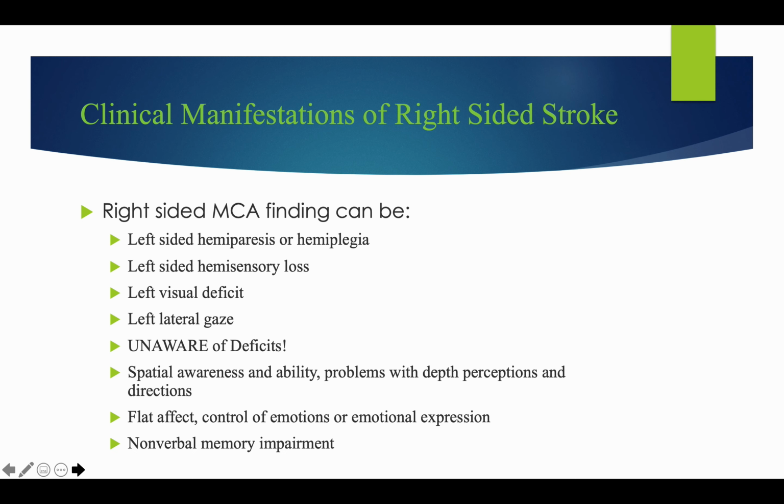Clinical manifestations of right-sided stroke patients, a right-sided MCA finding: they commonly have left-sided hemiparesis or hemiplegia. Again, either just numbness, tingling, weakness, or they can be completely flaccid. They have a left-sided hemisensory loss. They could have a left visual deficit or left lateral gaze. And right-sided hemisphere stroke patients are unaware of their deficits. Some of these patients can have some of these symptoms, and it's always patient specific. So they may have some of them and they may not.